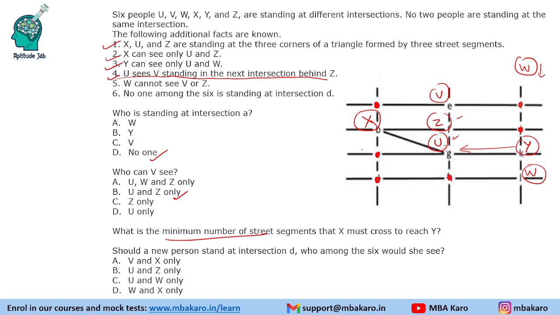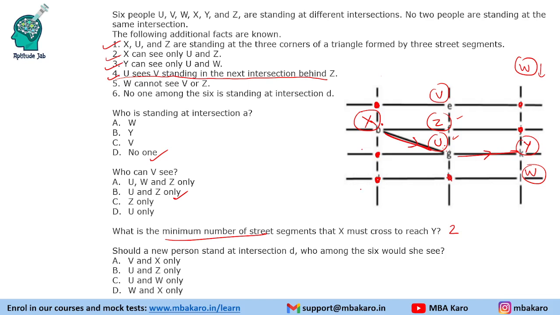Minimum number of street segments that X must cross to reach Y. So X can reach Y; the shortest possible way is through this first intersection and the second intersection. So two intersections. Should a new person stand at intersection D, who among the six would she see?